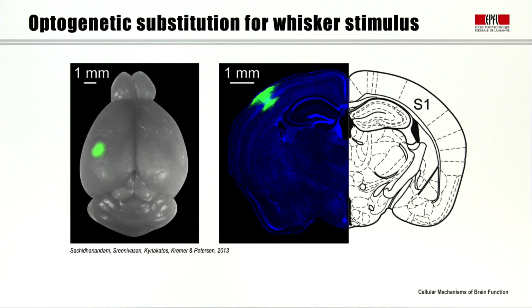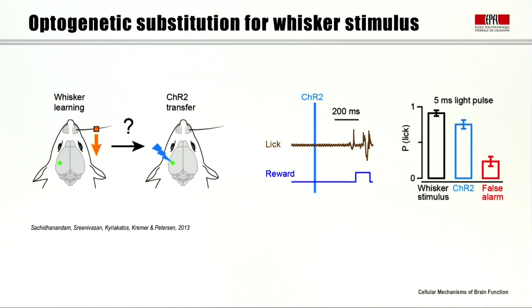And here, through mouse genetics, we've expressed the channelrhodopsin specifically in excitatory neurons. After injection of the virus, it takes a few weeks before the channelrhodopsin expresses. And during that time, we can train the animal in the standard whisker learning task. Here, the animal never sees blue light flashes, and we just train it exactly as before.